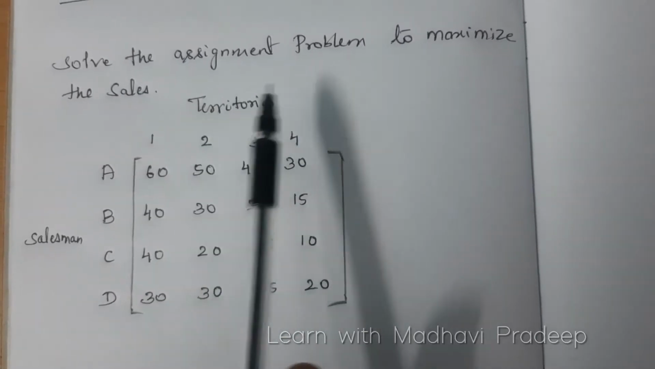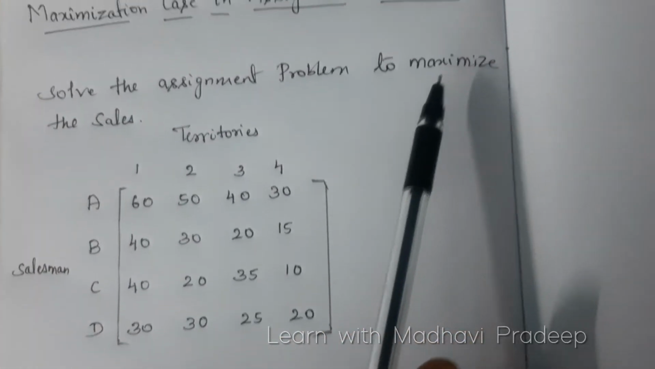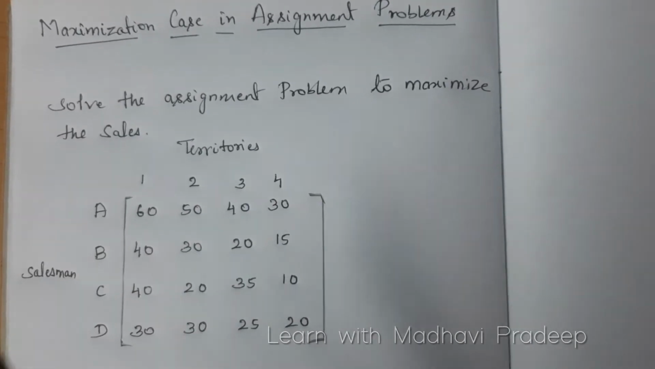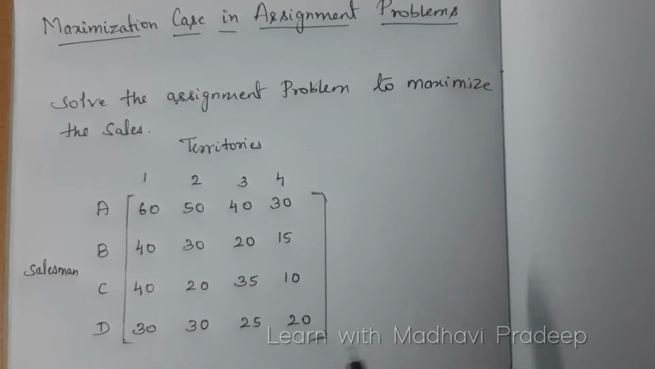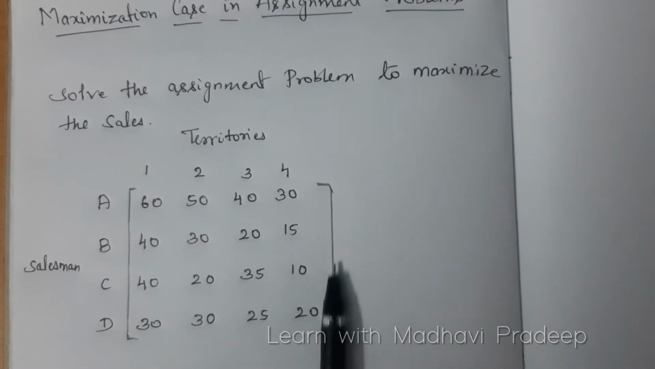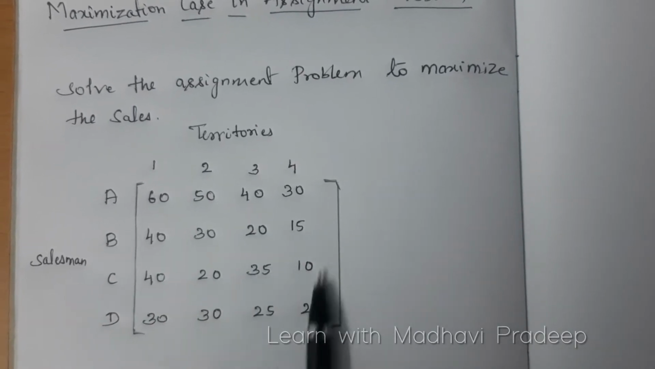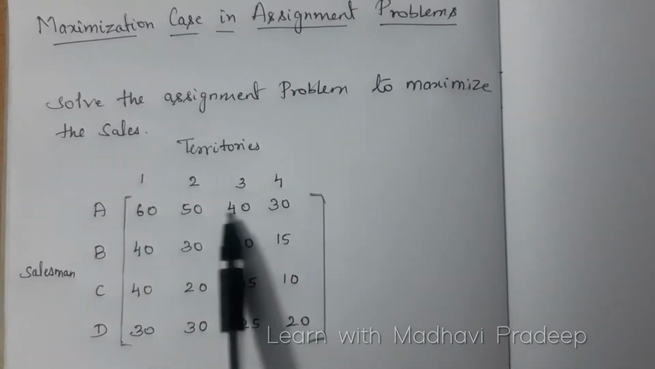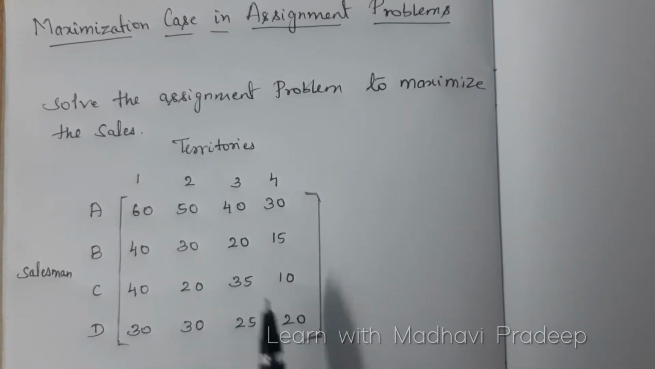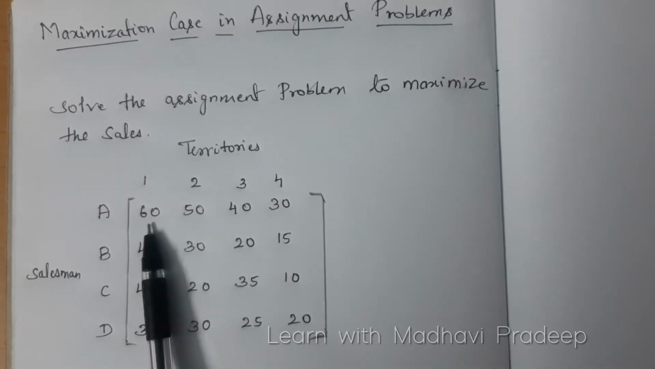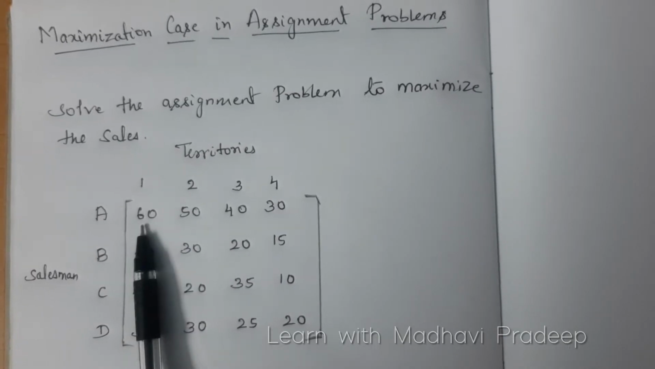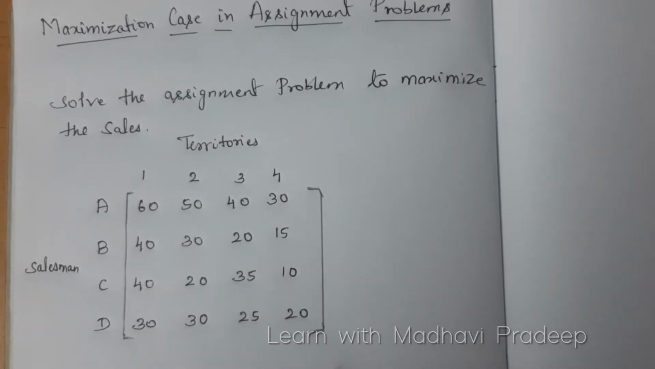So here the problem is maximization in the assignment problem. So we need to maximize the sales. That means we need to maximize the profit. We need to increase the profit in the assignment problem. So the first step to solve this problem is, in the given matrix, take down the highest cost value. Just check all the cost values and select the highest one. The highest cost value is 60 here. So take this 60, subtract all other values from this 60, and write down the new matrix.